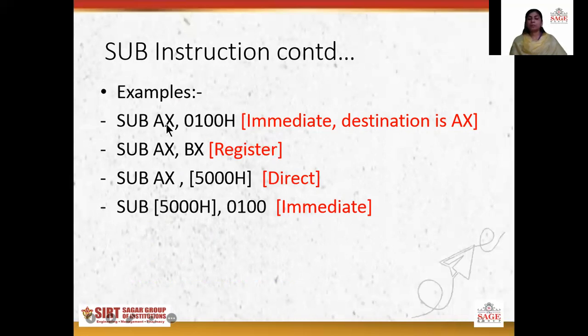0100 will be subtracted from the AX, and then the result will be stored in the AX. In the same way, BX will be subtracted from the AX, and the result will be stored in the AX. Here the operand stored at this memory location will be subtracted from the AX, and the result will be stored in the AX. This immediate data will be subtracted from the data which is stored at this memory location, and the result will be stored at this memory location.